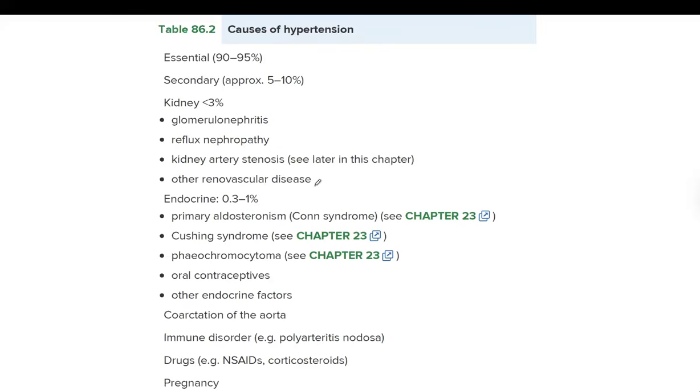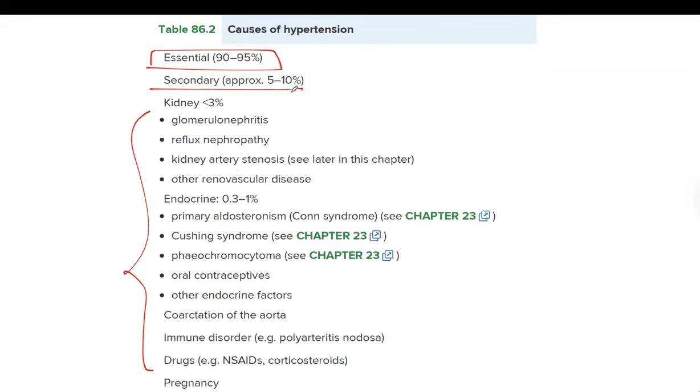Now, causes of hypertension, why hypertension happens. A lot of time patients ask me this. And the problem is that we have to always say that in 95% of cases there is no cause, and that is called essential hypertension. Only in 5 to 10% of cases there might be a cause, but there is an extensive list.